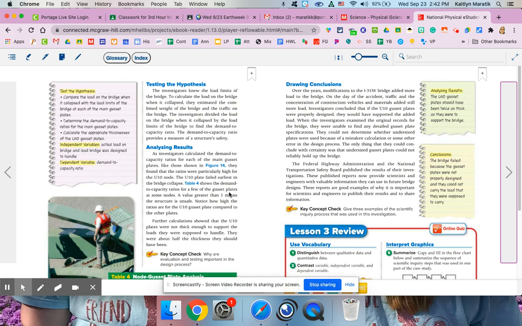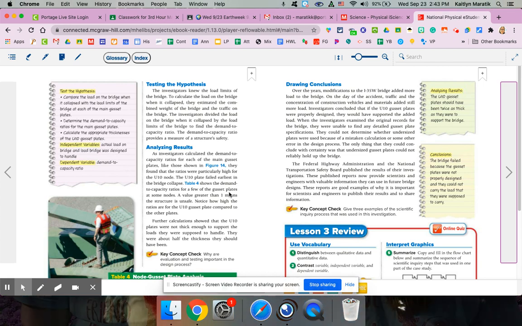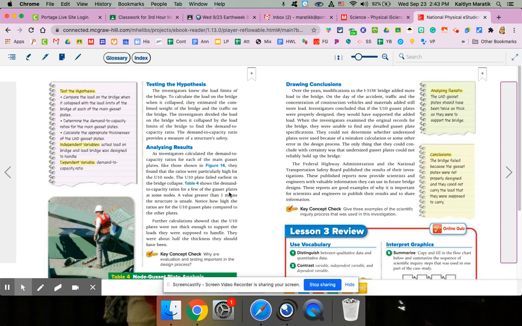So, testing the hypothesis. The investigators knew the load limits of the bridge. To calculate the load on the bridge when it collapsed, they estimated the combined weight of the bridge and the traffic on the bridge. The investigators divided the load on the bridge when it collapsed by the load limits of the bridge to find the demand to capacity ratio. The demand capacity ratio provides a measure of the structure's safety.